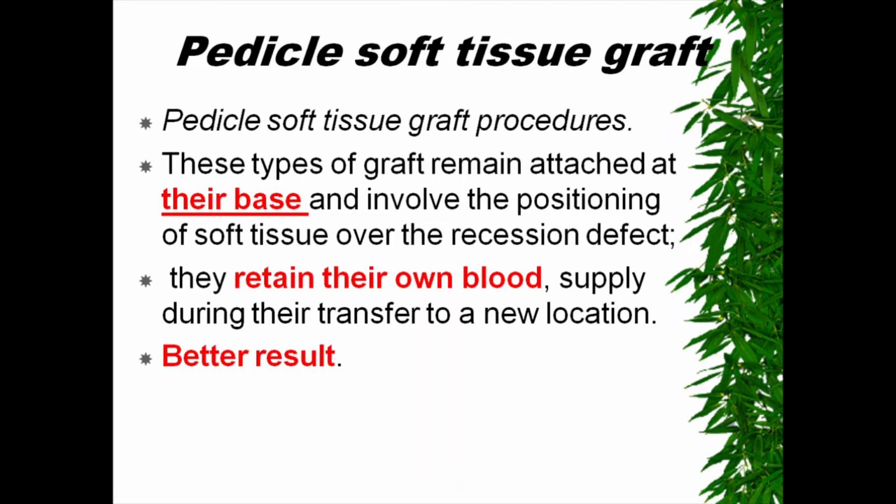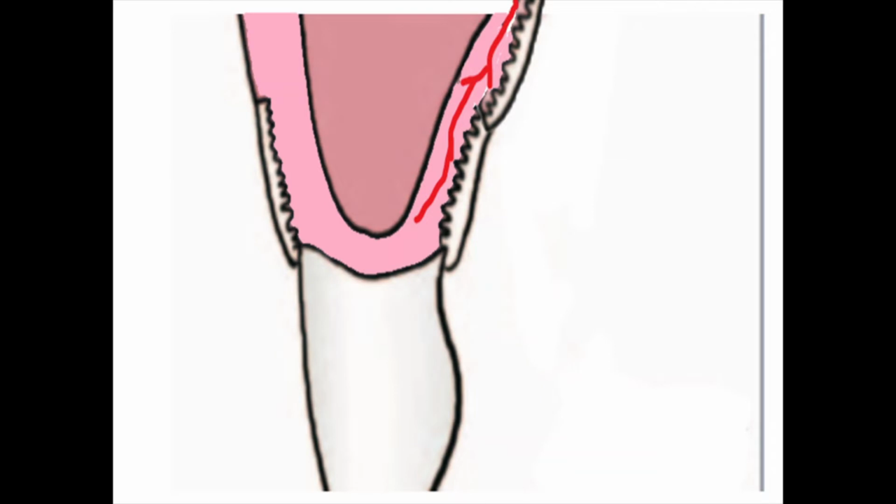What is pedicle graft? The pedicle soft tissue graft, these types of graft remain attached at their base and involve the positioning of soft tissue over the recession defect. So we will be giving the incision in such a way that the blood supply of the graft will be intact. So it will retain the blood supply during the transfer to the new location. And if the blood supply is retained, the result will definitely be better. So let us see.